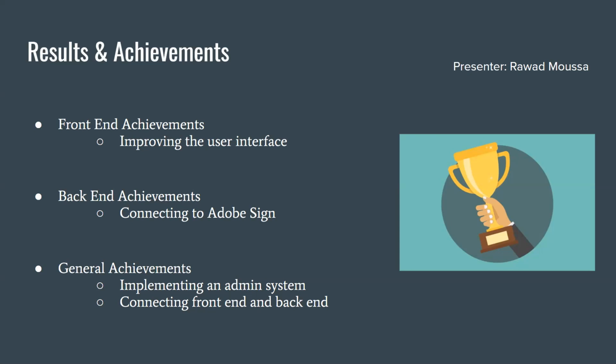Our most important achievement this semester is that we were able to make the front end and the back end systems communicate with each other. Now the front end system can send the request to the back end system where they get stored in a database, and the back end system responds by sending the appropriate data and updates to the front end system to be displayed to the user. Next slide.